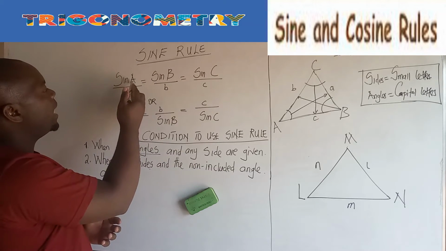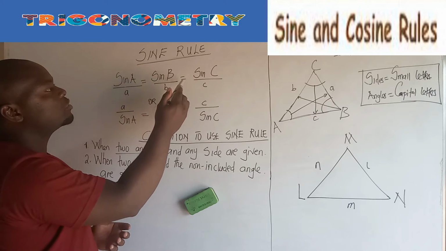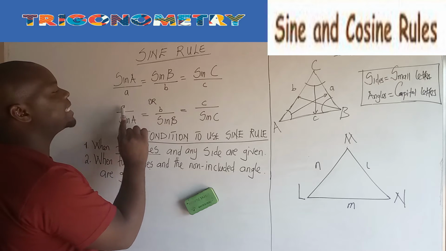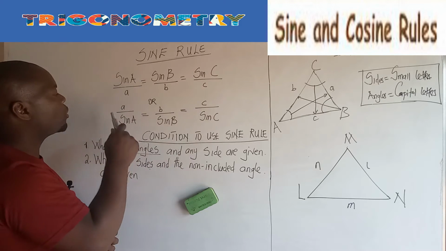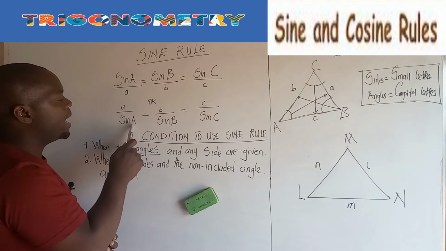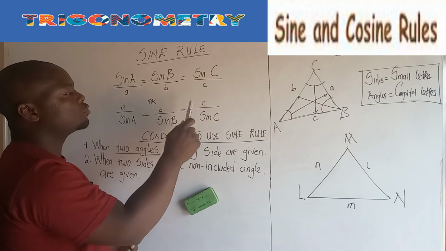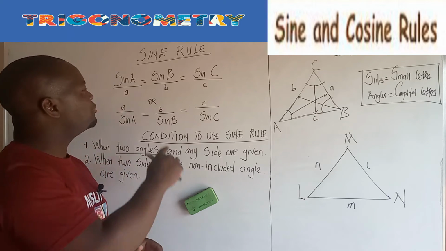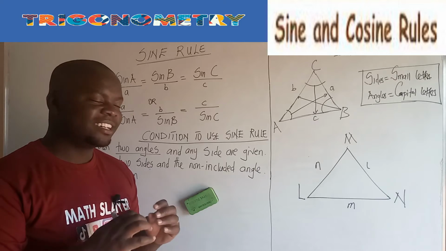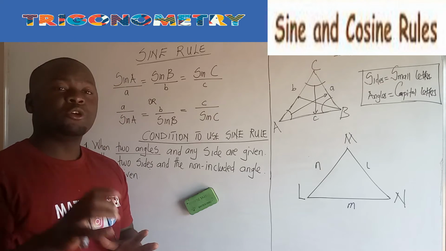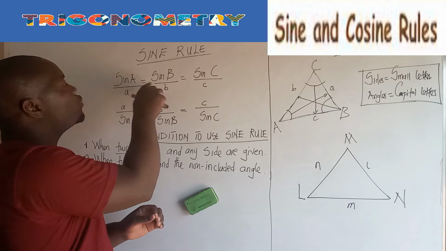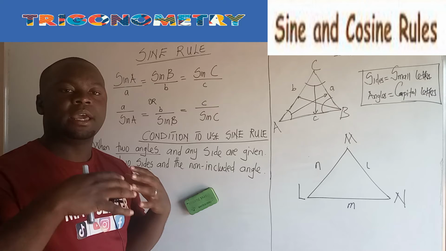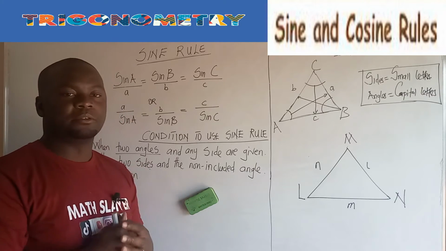So now we have sine A over a is equal to sine B over b is equal to sine C over c. If you want, we can start with the sides on top as the numerators, where we have a over sine A is equal to b over sine B is equal to c over sine C. Now the question is, are you supposed to use all three entities at once? No, you're not supposed to do that. You're supposed to choose two ratios when you are solving a certain problem or calculation involving sine rule.